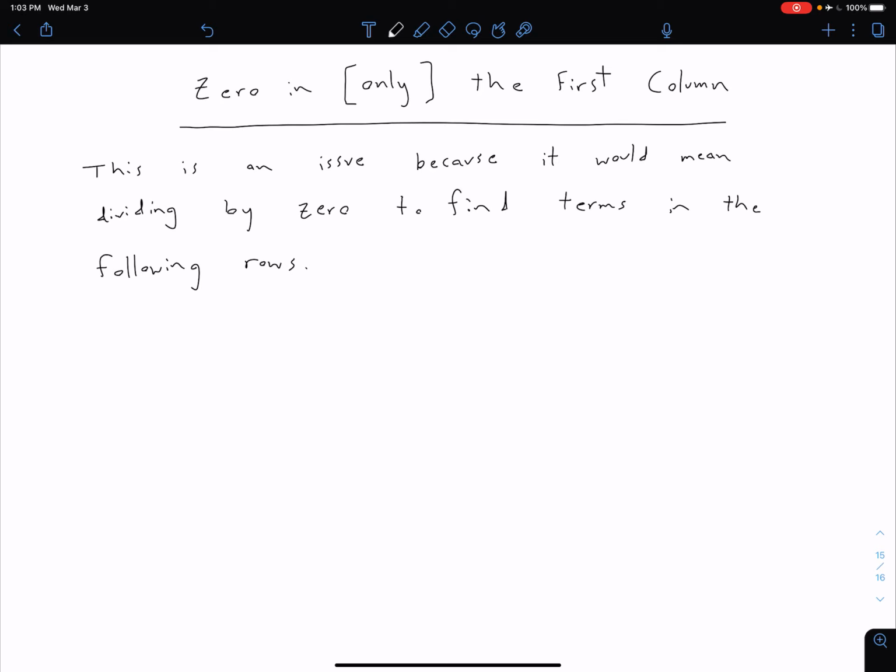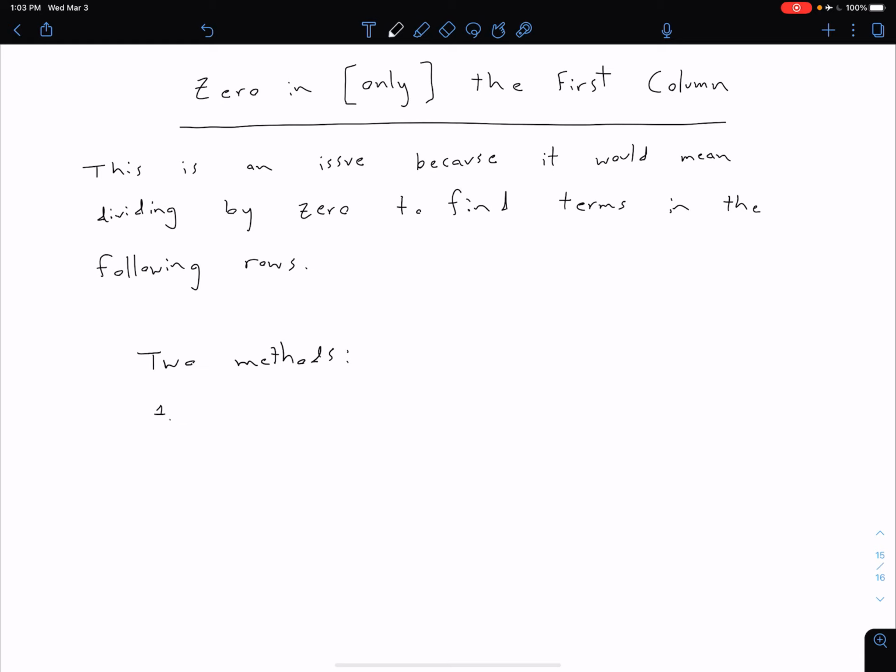Even just a 0 in the first column is going to be an issue, because if we're using that general equation to populate the rows below where the 0 is in our first column, we're then going to be dividing by 0, which is not something that's good to do. So we're going to look at two ways we can get around this, two methods for solving this case of a 0 in the first column.